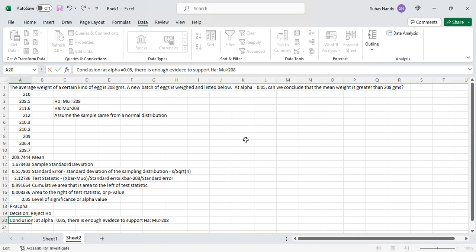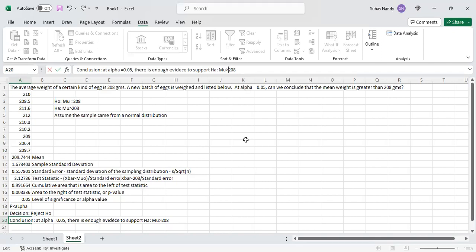So we rejected H0 at alpha equal to 0.05 because the p-value, which is the area to the right of the test statistic 3.127, is 0.008, which is less than alpha of 0.05. Therefore, we rejected the null hypothesis. And we concluded that at alpha equal to 0.05, there is enough evidence to support HA, mu greater than 208.